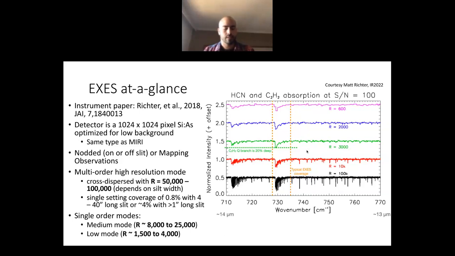EXES has 3 different modes. 2 of them are sort of redundant; they just depend on how much wavelength or wave number coverage you got. They were high resolution, delivering spectral power R, which is lambda over d lambda that David showed in his talk, from 50,000 to 100,000, depending on the slit width that was chosen. Or we could bypass the echelon and use just the cross dispersion grating to do single order modes. Since those were used less frequently, the resolutions you'll find with your data are just whatever happens to be in the archive.